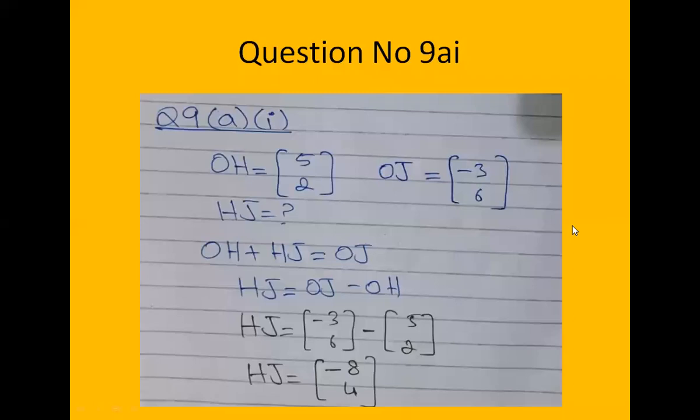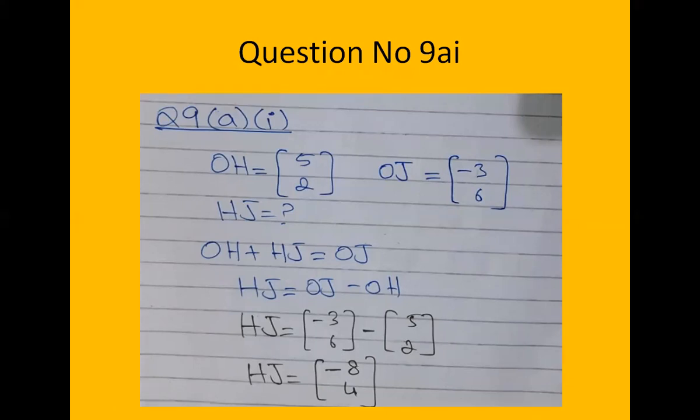So now I know the OH, the position vector of the H, that's (5, 2). I know the position vector of the J, we call it OJ, that is (-3, 6). I want to find out HJ. So the formula in the position vectors for the HJ will be OH plus HJ equals OJ. So HJ will be equal to OJ minus OH. Just put those values here.